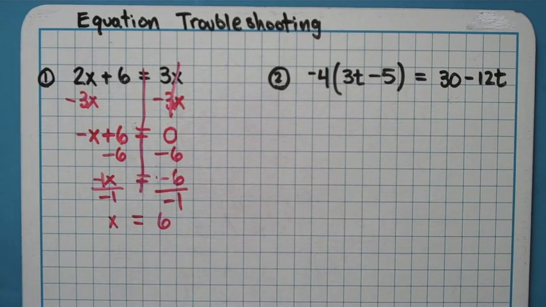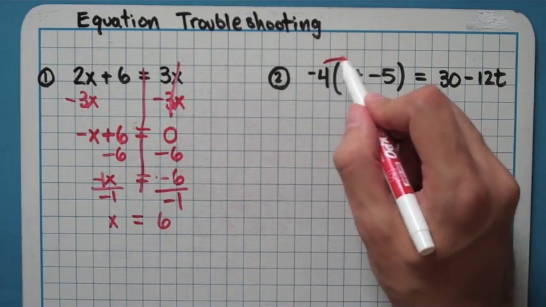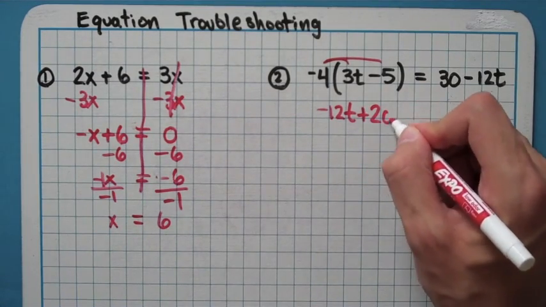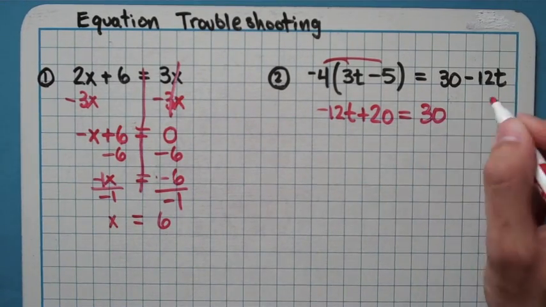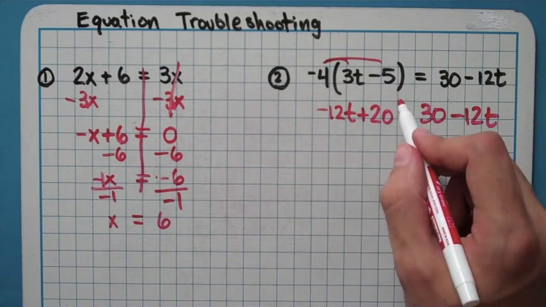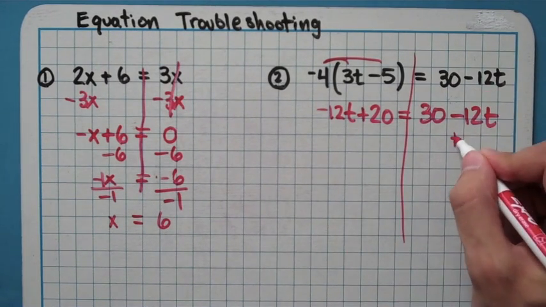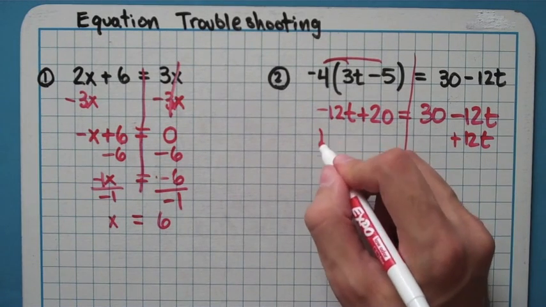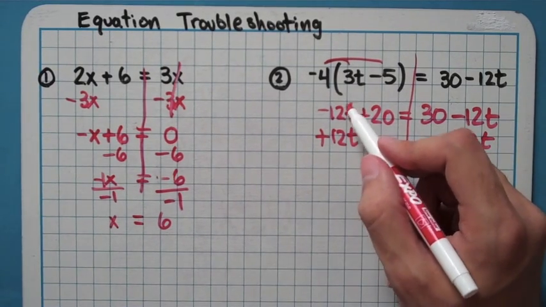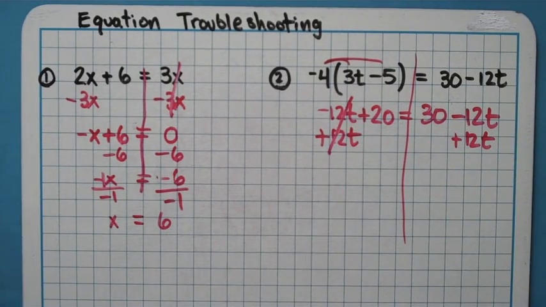On our second problem, you can probably go ahead and start this one for yourself, see where it takes you. But if you distribute, you get negative 12t plus 20 equals 30 minus 12t. I'm going to go ahead and put my variable on the left side. So I'm going to do a plus 12t on both sides. And when you do that, negative 12t plus 12t, those actually cancel out. That's a 0t, and that just goes away.